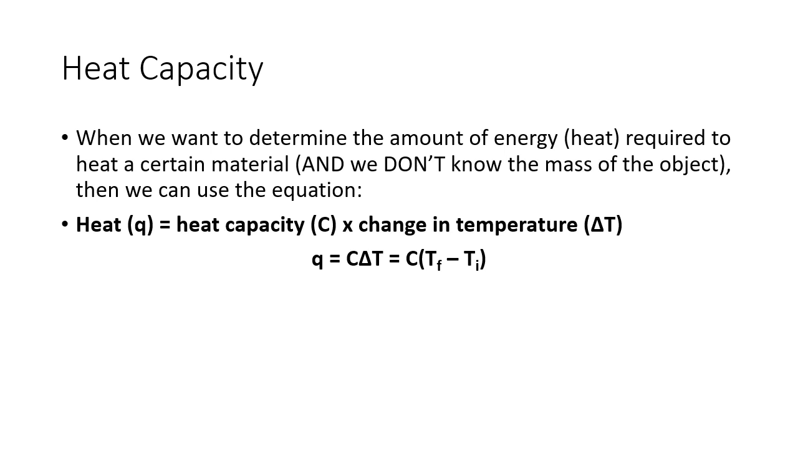When we want to determine the amount of energy or heat that's required to heat a certain material, and in this case we don't know the mass of the object because it's not important, then we use the equation involving the heat capacity, which says that the heat with the symbol Q is equal to the heat capacity, given the symbol capital C, multiplied by the change in temperature, which is given the symbol delta T. And again, delta T is T final minus T initial.